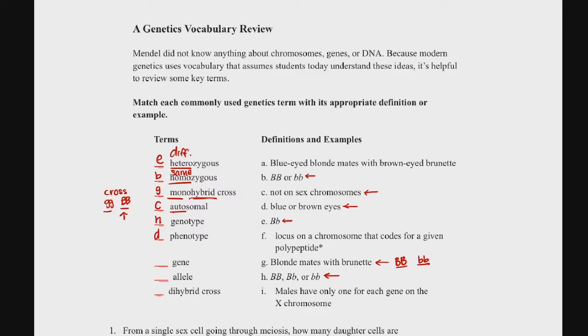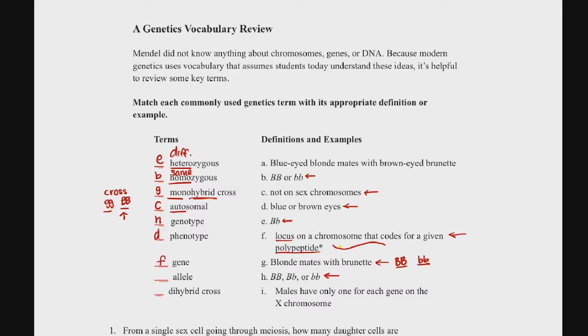Okay. Next is the definition of a gene. And a gene specifically coincides with this answer here, F. It is a locus, a place, on a chromosome that codes for a given polypeptide. And remember that a polypeptide is simply a string of amino acids, and that can encode for proteins, mRNA, lots of different stuff. And a locus, if this is our little chromosome, it basically just means, if we were to highlight, a gene could be like right here.